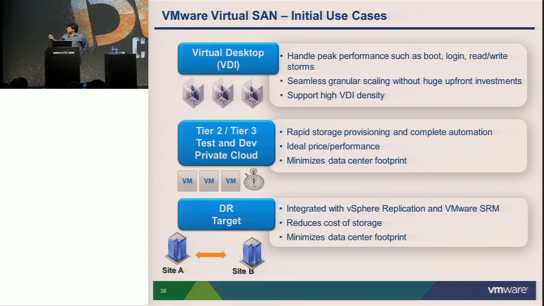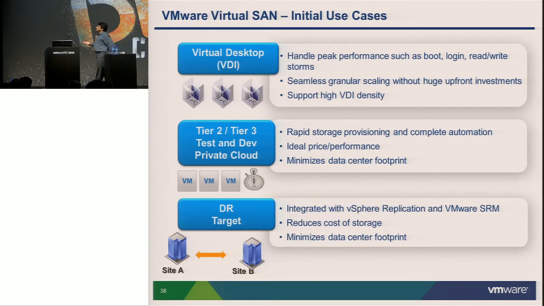The second use case that we're targeting vSAN for is what we call tier 2, tier 3 workload. Essentially, it is test and dev type workload, and I'll talk about each one of them in a second. And the third use case for vSAN is as a disaster recovery target, or DR target.